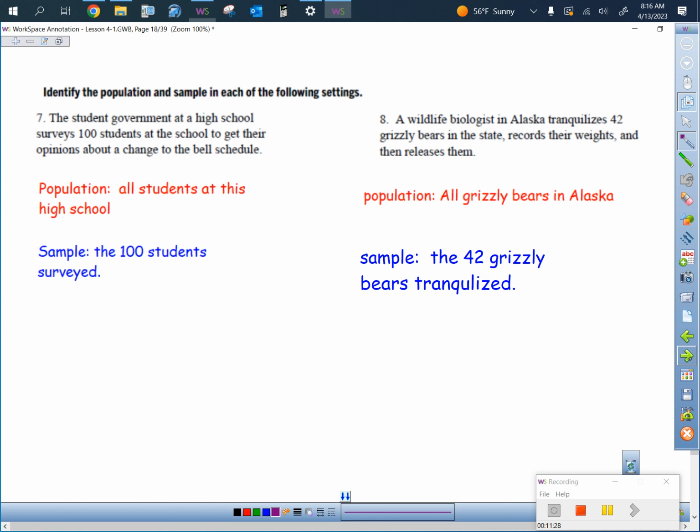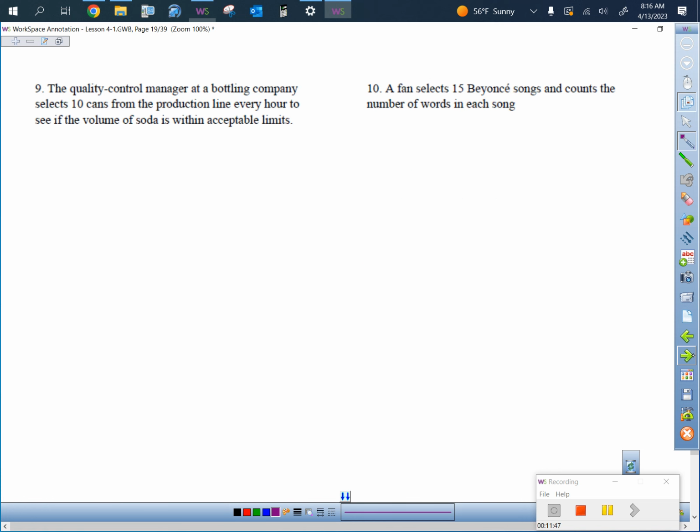So there's two examples. Let's see if we can get a little better with it. Not that we're bad at it. It's about being accurate. The quality control manager at a bottling company selects 10 cans from the production line every hour to see if the volume of soda is acceptable within limits.